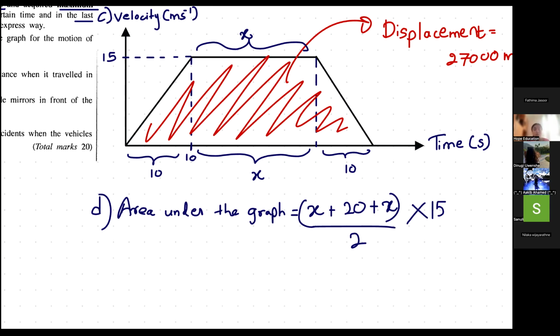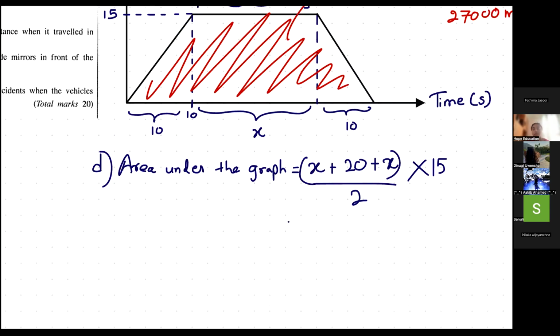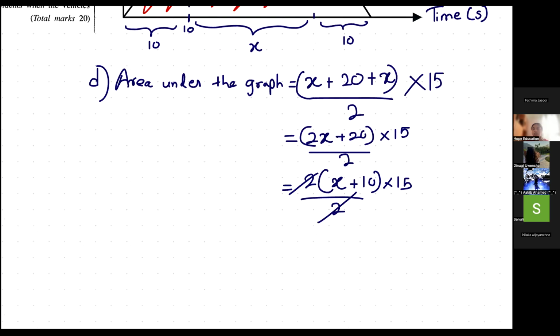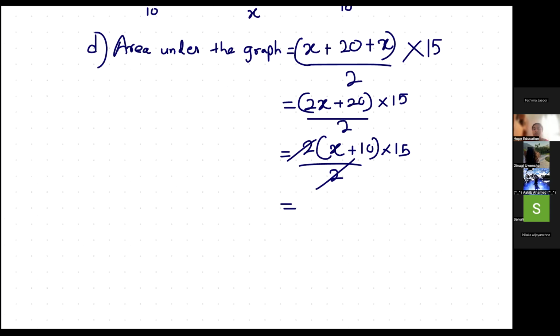Okay, so x plus x is 2x plus 20, divided by 2, multiplied by 15. 2x and 20 have a common factor 2, so I will take 2 out. 2x divided by 2 is x, and 20 divided by 2 is 10. Divided by 2 multiplied by 15. The 2 cancels, so we have 15 times (x plus 10).